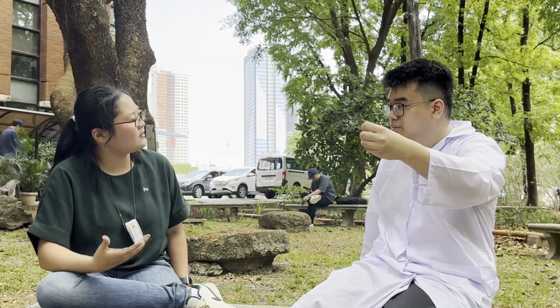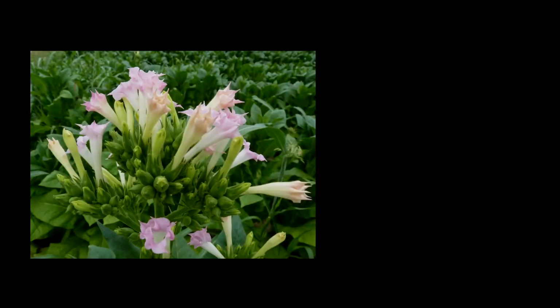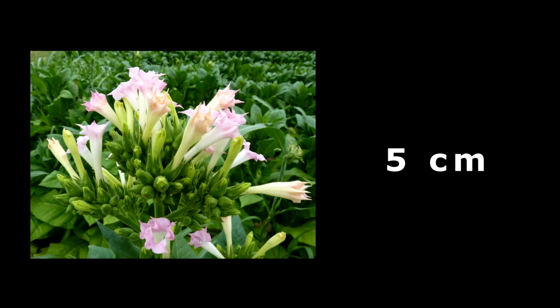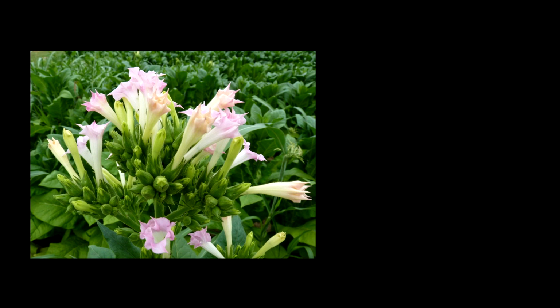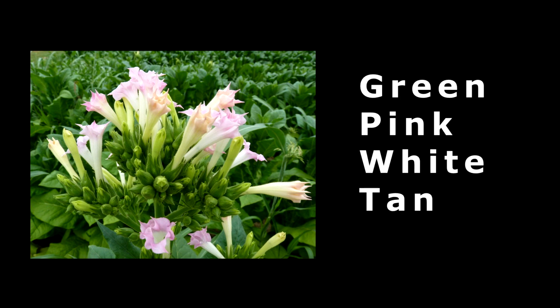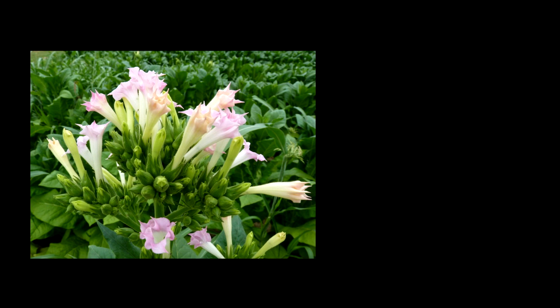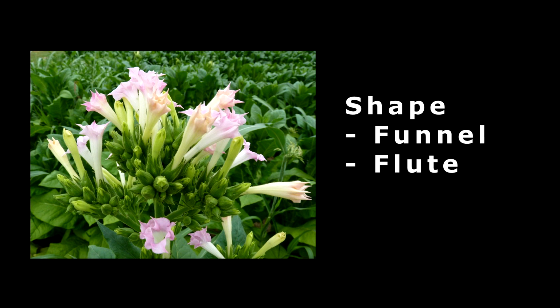So does tobacco have flowers or even fruits? Why yes, tobacco does have flowers and even fruits. Tobacco flowers are usually 5 centimeters in length and are perfect, meaning they contain all the reproductive organs that a male and female flower would have. They also have a corolla which could vary in color from cream or tan, pink, reddish pink, green, and white. And the shape varies from a funnel to a flute, so it's kind of tubular, right?